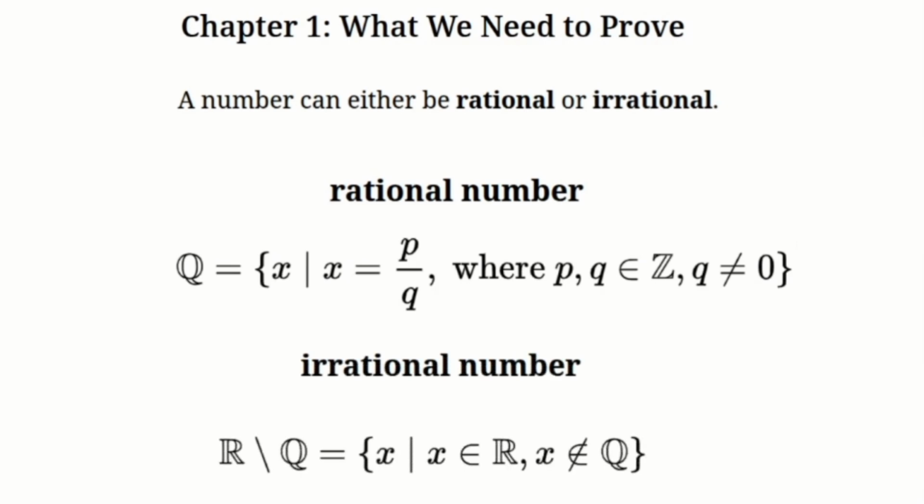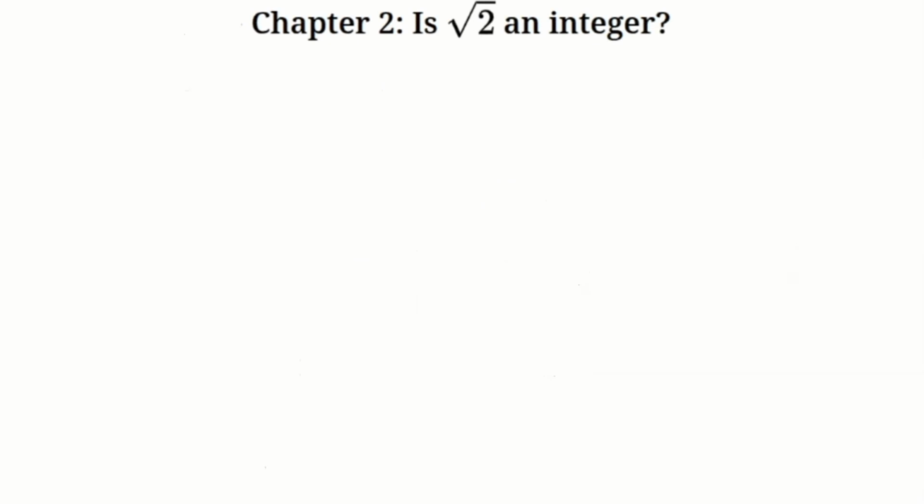Our task? Prove that the square root of 2 does not fit the definition of a rational number, using logic, not contradiction. Chapter 2. Is the square root of 2 an integer? Step 1. Can the square root of 2 be an integer? Let's check. If p is an integer, then squaring it should give us 2.